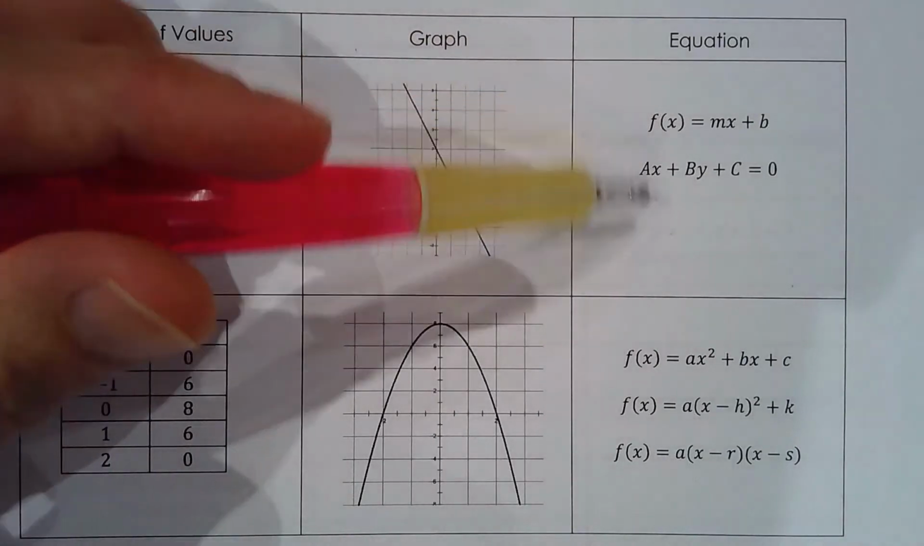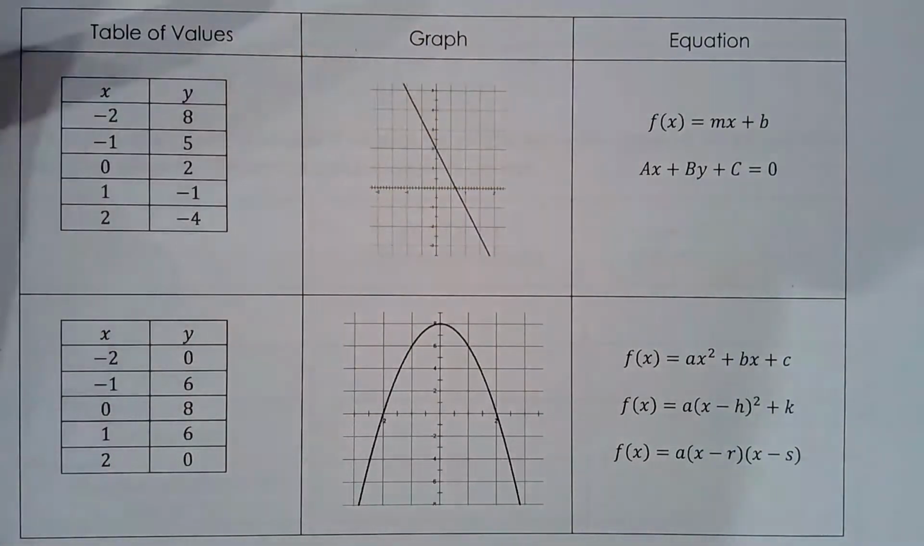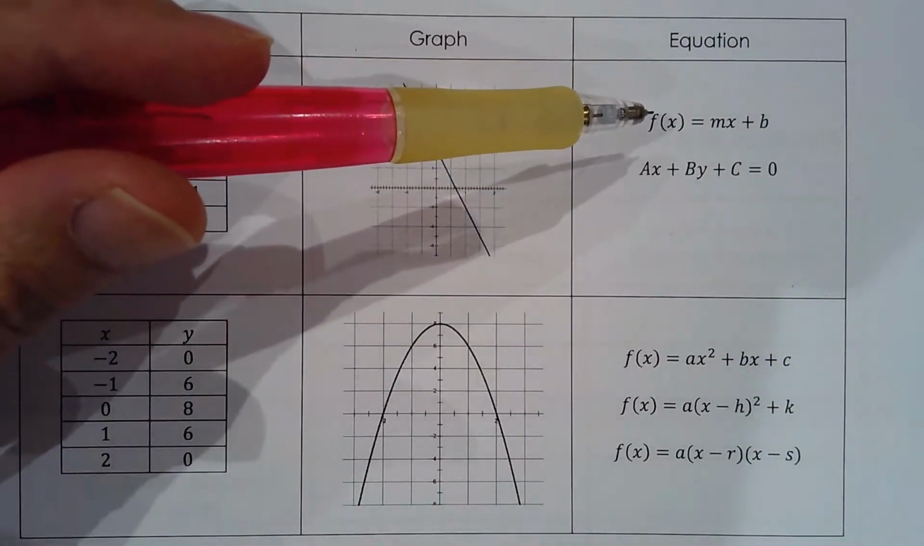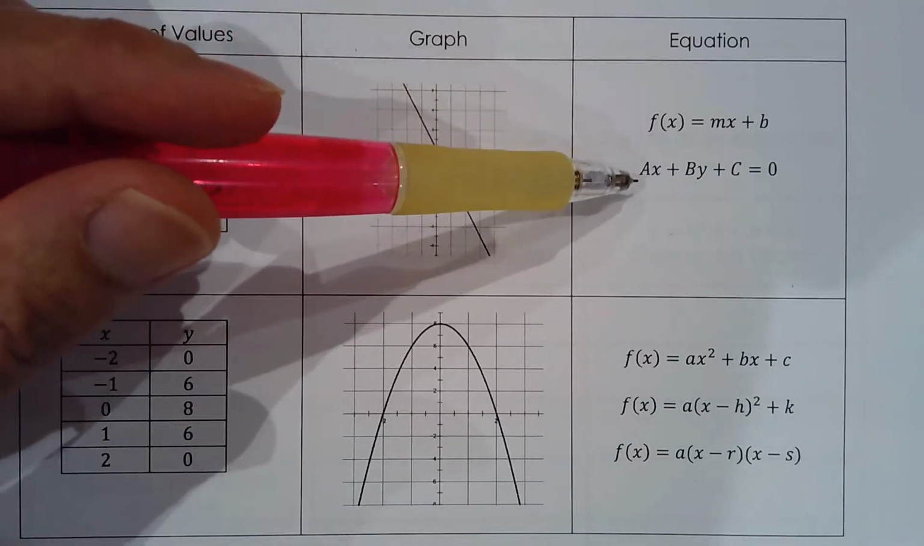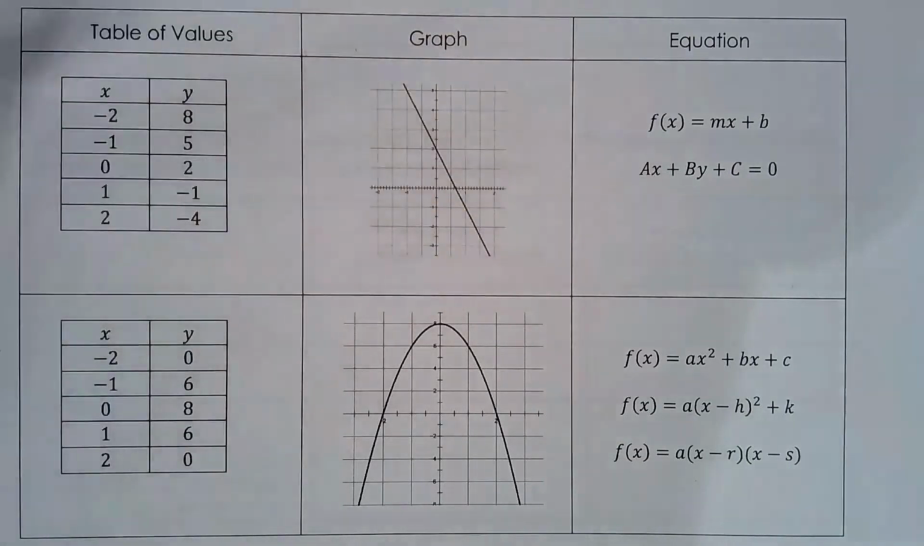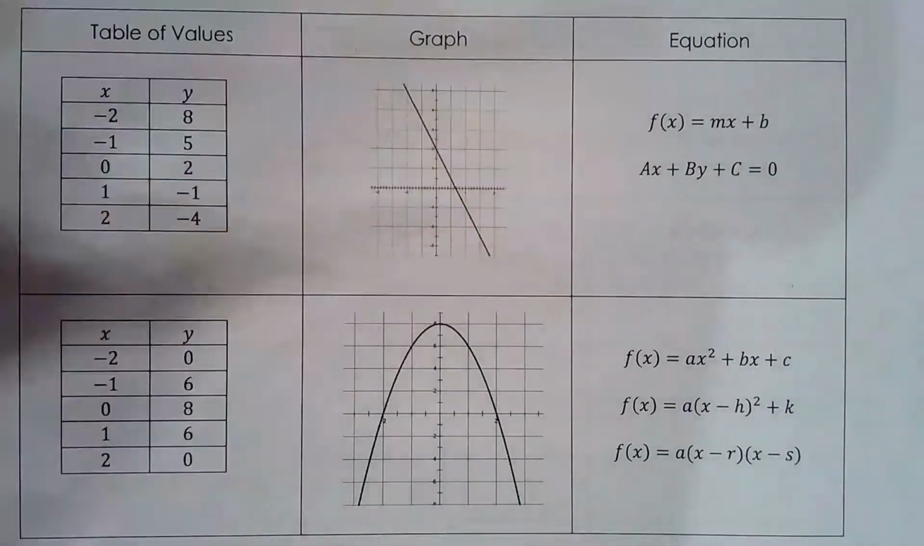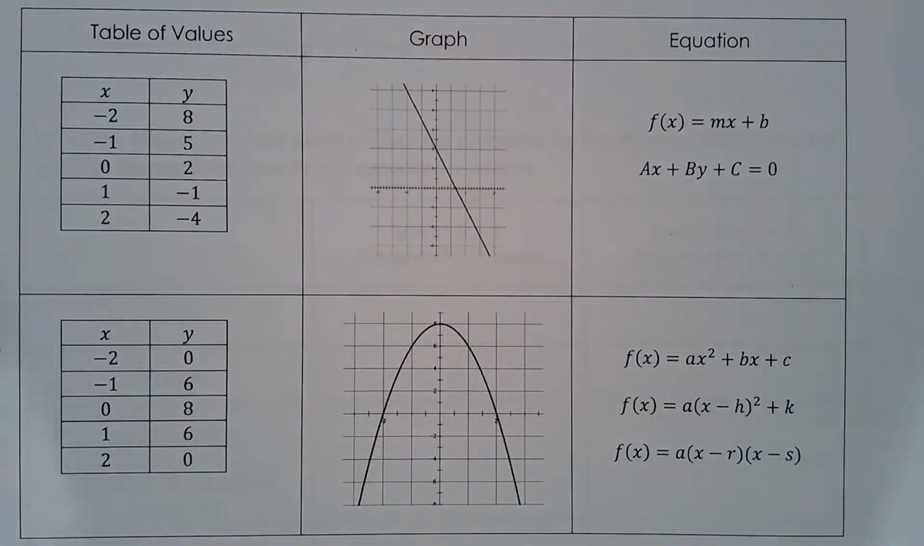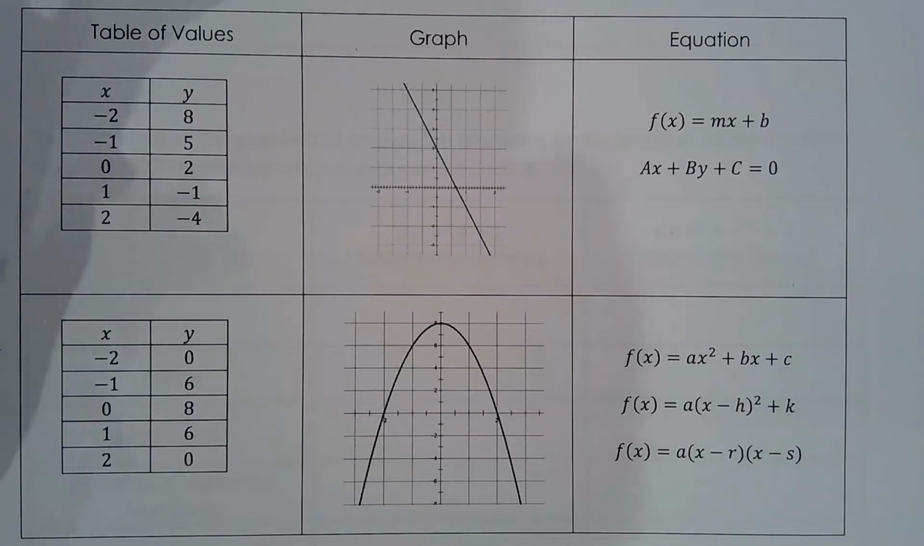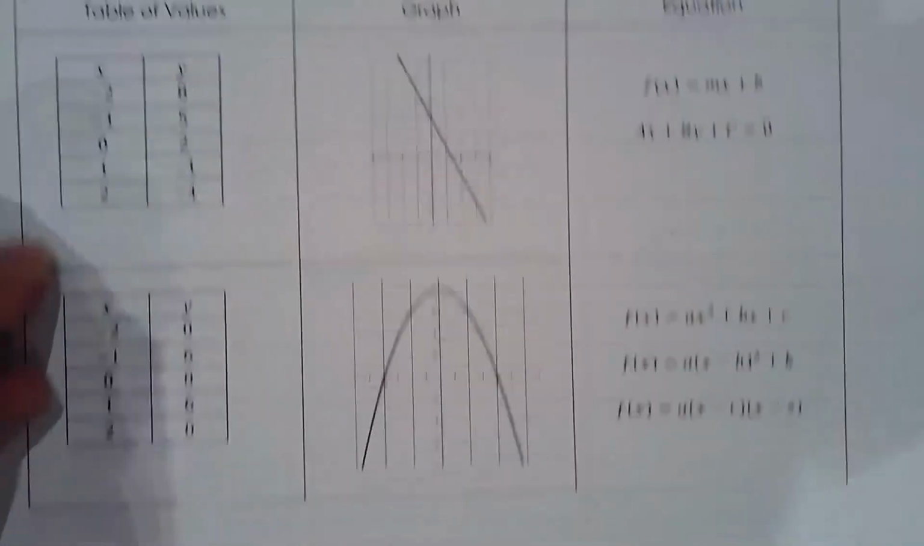And we can talk about the equation. If it's in slope-intercept form or standard form of ax plus by plus c equals 0, and the degree is 1, we say it's a linear function. Now if it's a degree of 2, we say it's a quadratic function. And the three different forms were the standard form, vertex form, and factor form. Alright, so now we're going to talk about the exact same representations, but for an exponential function.